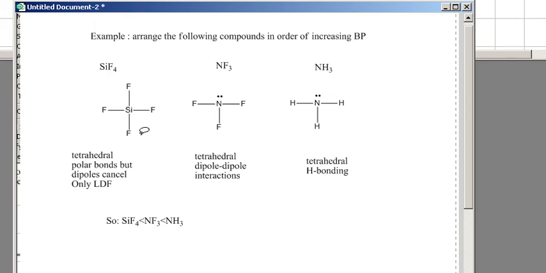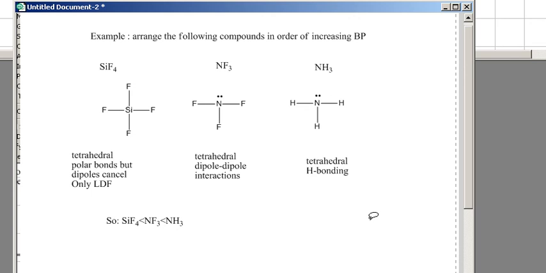And what you'll see is that silicon tetrafluoride is a tetrahedral compound, and it does have polar bonds in it, but the dipoles from all of these polar bonds cancel out, and there's no net dipole, so we only have LDF in this molecule. On the other hand, for the tetrahedral nitrogen trifluoride, there is a net dipole. You have dipole-dipole interactions. And finally, ammonia is also tetrahedral, so it would have dipole-dipole interactions, but the most important thing going on here is hydrogen bonding.